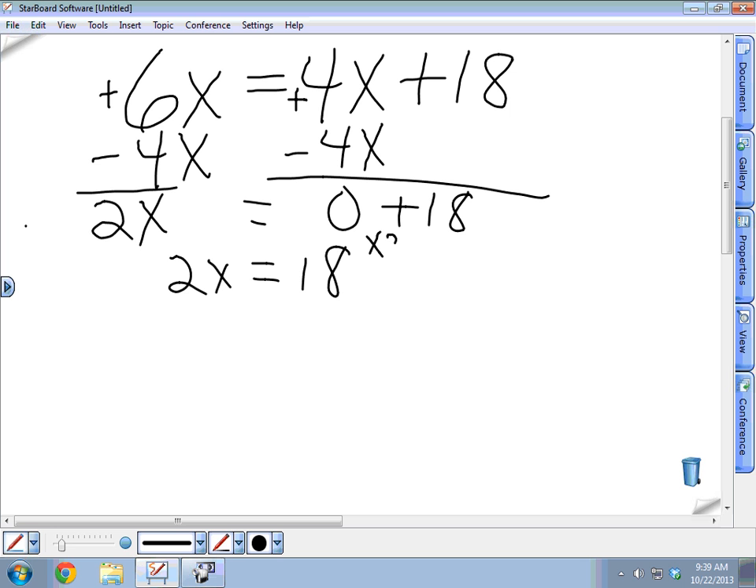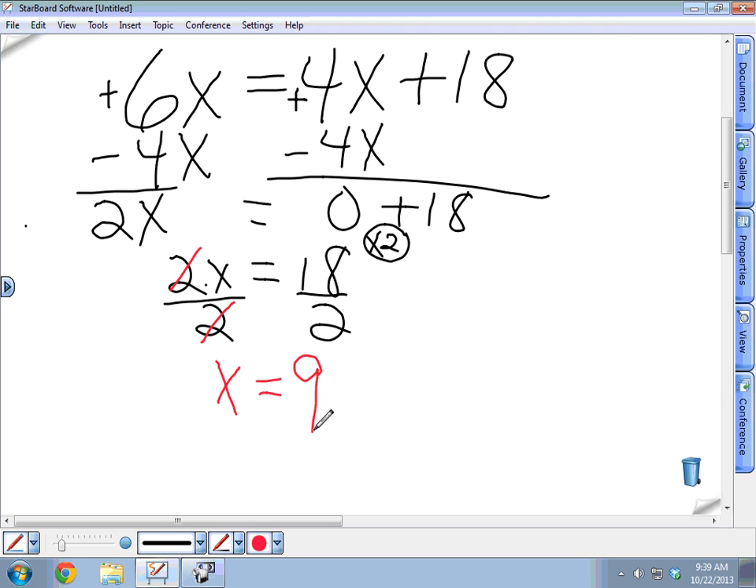If you multiply by 2, that's what I'm doing to my variable x. I solve by doing the inverse operation, which is dividing by 2. And if I divide by 2, my multiplying by 2 and dividing by 2 cancel out. All I'm left with is x. And 18 divided by 2 is 9.